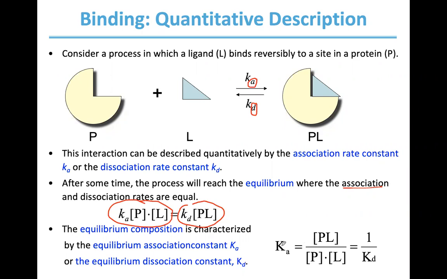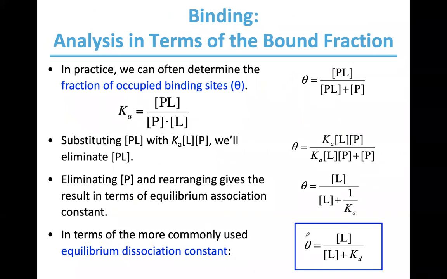And so remember how the association equilibrium constant is calculated. It's the product over starting materials, right? And for the KD, it's going to be the opposite, because the process is going to be going in the opposite direction. And so let's do a little bit of analysis, just to derive some parameters which can be used to describe these equilibria and describe how potent ligands are, so we can compare one ligand to another.